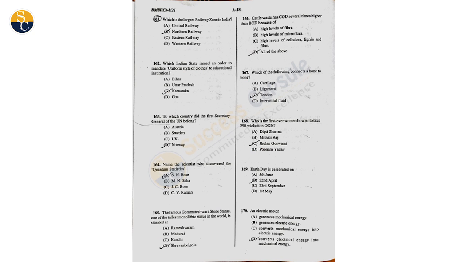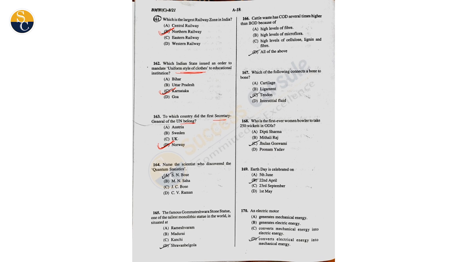Next, question 161. Which is the largest railway zone in India? Northern Railway is the largest zone, established in 1952. So, B is the correct answer. Next, which Indian state issued an order to mandate a uniform style of clothes? Answer is C, Karnataka. Next, to which country did the first Secretary General of the UN belong? The first Secretary General of the UN was Trygve Lie.